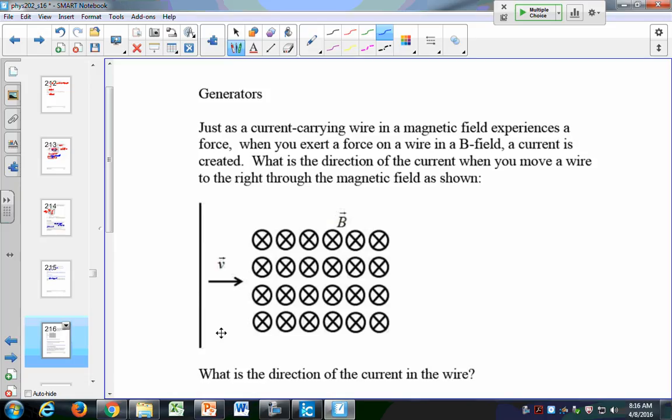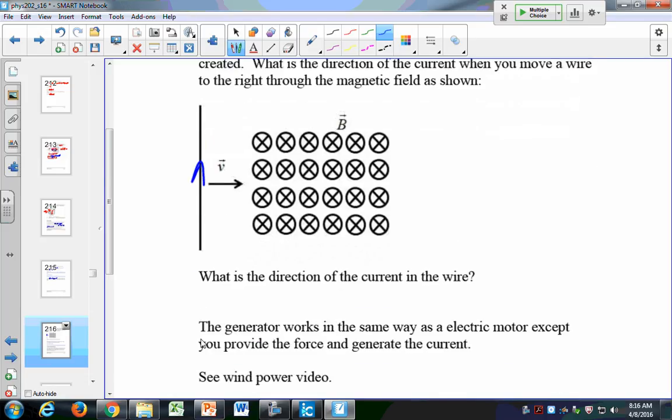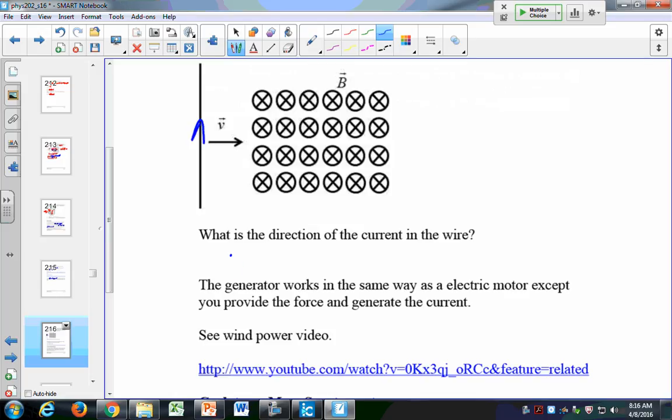Remember we talked about conventional current, which is the flow of protons. Hey, Claire? Oh, sorry. He was trying to give you something. All right, so the direction of the current is upwards. And so the generator works very much in the same way as the electric motor, that if I twist this wire in a magnetic field, it will generate a current.